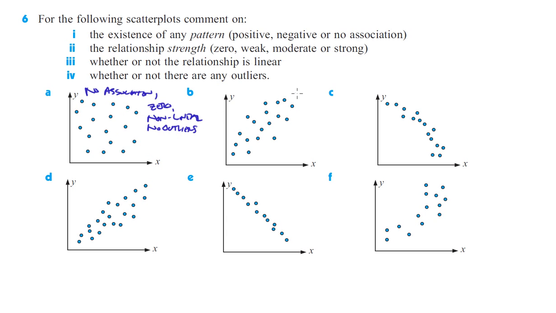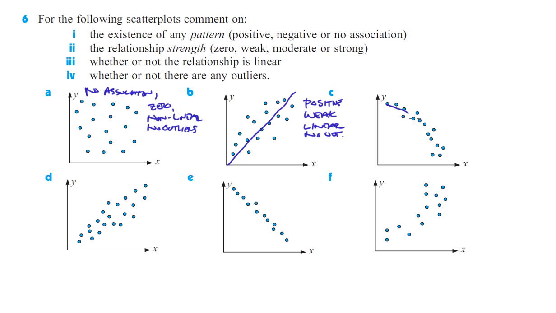Okay, this one here is definitely a positive relationship. The pattern is positive. The relationship strength, they're fairly scattered out. It's not hugely different than that, but you can definitely tell that they're related, so we're going to go with weak. Probably would accept moderate on that one too. It is linear because it makes a straight line. And then there are no outliers on that either.